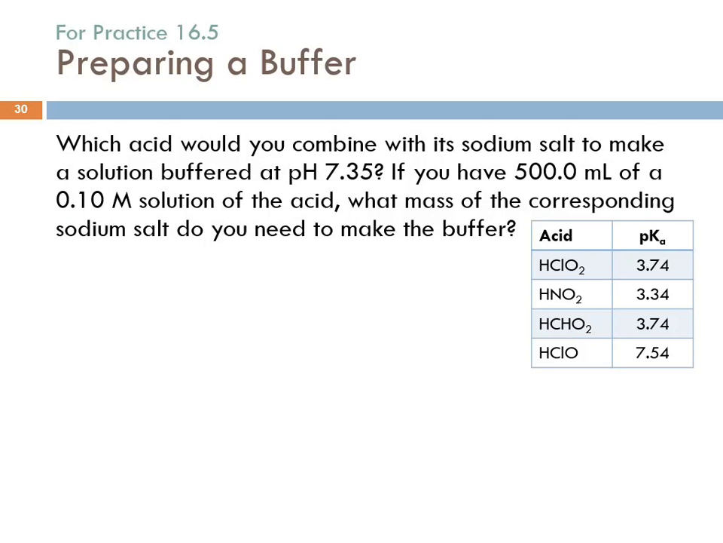So we're going to do an example here. Which acid would you combine with its sodium salt to make a solution buffered at pH 7.35? So here's 4 acids to choose from.